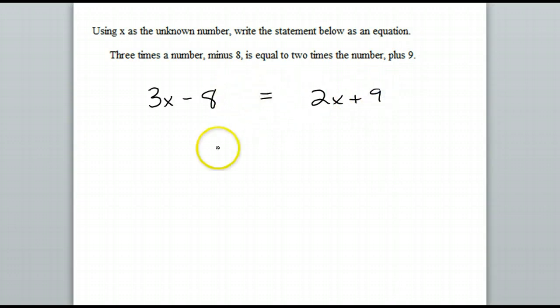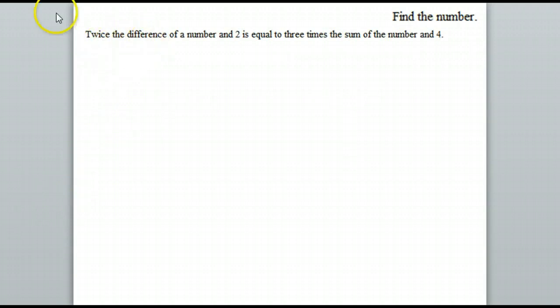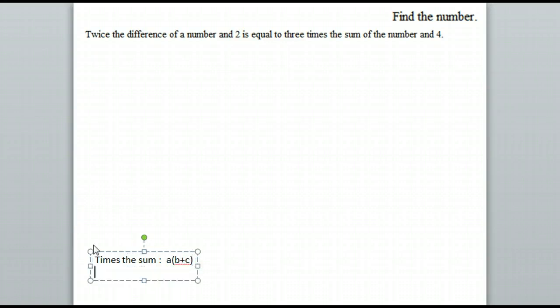Alright, so some of these translate very, very easily, just straightforward. Alright, now when you get to stuff like this, what you got to know is twice the sum, twice the difference, when you see those, or times the sum, times the difference. When you see times the sum, I want you to think the distributive property, A times B plus C. And when you see times the difference, same thing. A times B minus C.